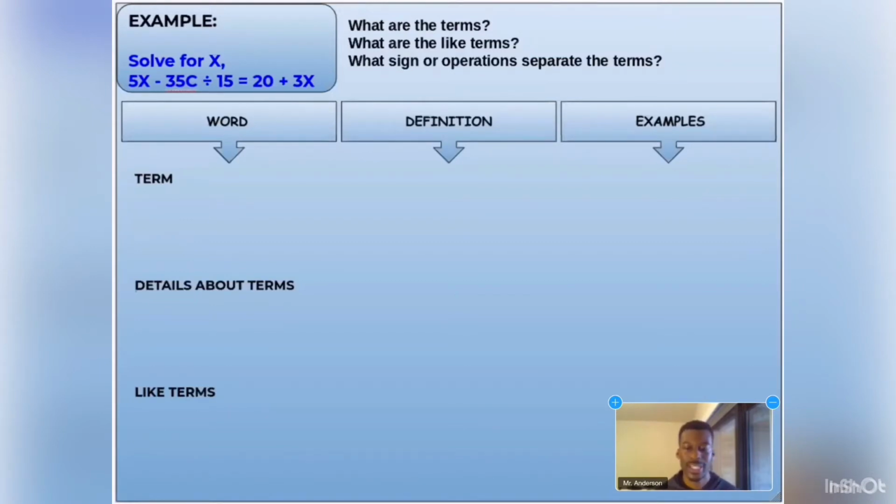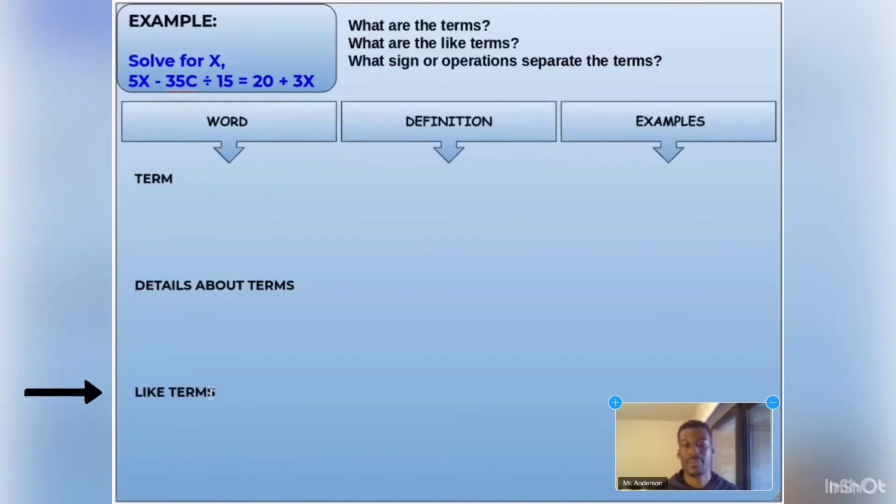All right, so real quick, this layout that you see in front of you, let's start over in the left hand corner up top where it says solve for x. I gave you this somewhat long example just so you can get an idea of how like terms work, and that's what we're going to go over today. On the right side, I have some questions that's going to help you gauge if you understand what's going on. And then if you look down here where it says word, definition, and examples, you see on this left column where it says word, the word is going to be term, and then I'll give you some details about terms, and then I'll tell you about like terms.